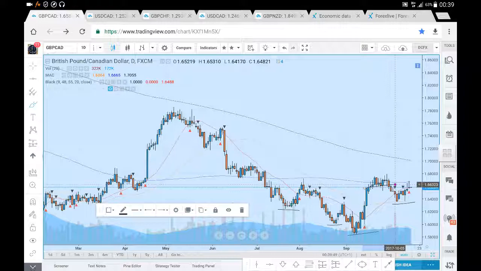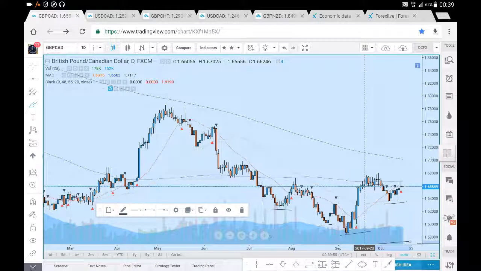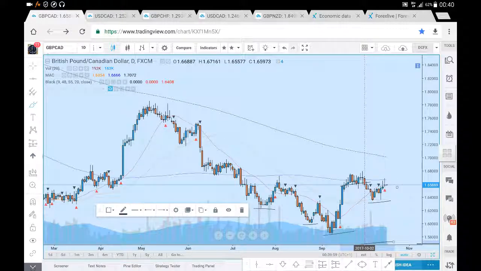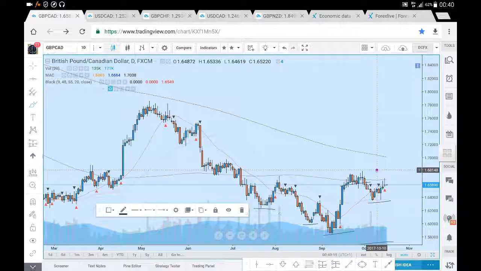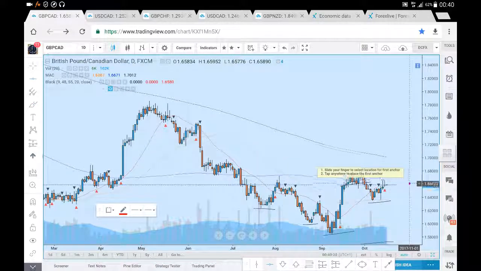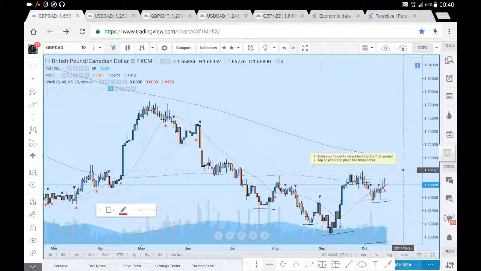So what we could see is some consolidation. This brush isn't behaving the way I want it to behave. But if we do see some consolidation for a break of the upside, we have to look up for where our upside targets would be.